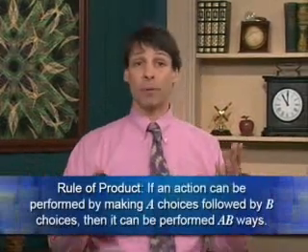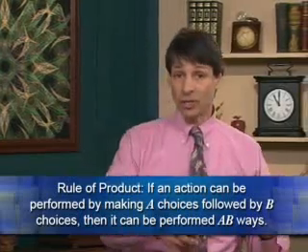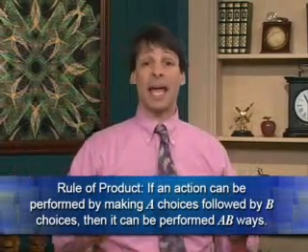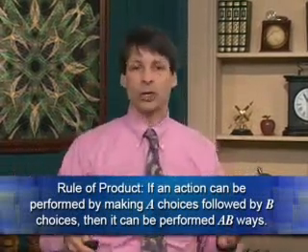The other fundamental rule is called the rule of product, which says that if an action can be performed by making A choices followed by B choices, then it can be performed A times B ways. So for example, I have 10 shirts, and if I owned 8 pair of pants, and I obviously don't care about color coordination, then the number of possible outfits for me would be 10 times 8. For each shirt, I have 8 choices for pants.